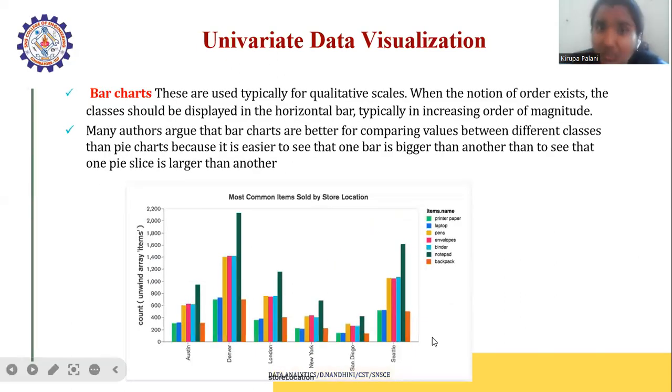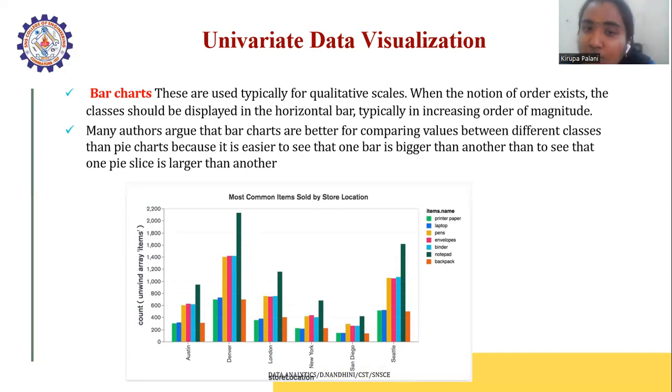Next is data visualization in the form of a bar chart. These are usually typical for quantitative scales, when the notion of order is given, displayed as horizontal bars in increasing order. Many authors agree that bar charts are better than pie charts for comparing values, because it is easier to see that one bar is bigger than another than to see that one pie slice is larger than another.